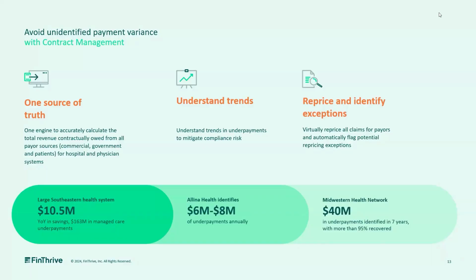And then how do you reprice and identify exceptions? I think that is very important. And then how do you flag potential repricing exceptions? So again, contract management does become that one engine to accurately calculate total revenue that is owed by all payers, commercial, governmental, and all the patients, both hospital and physician-based.